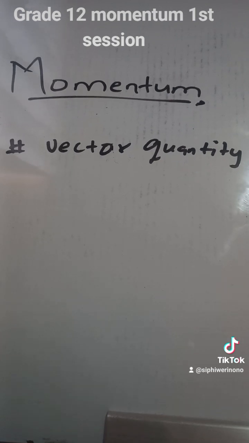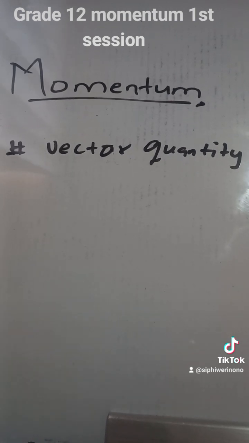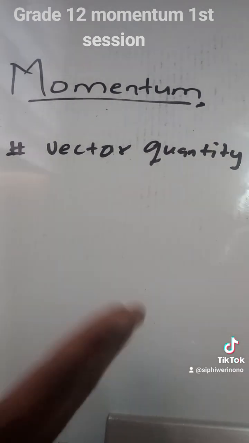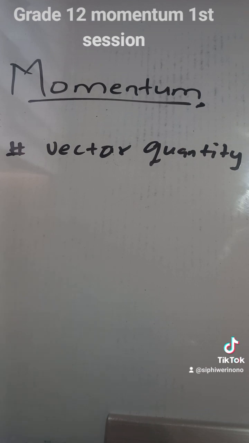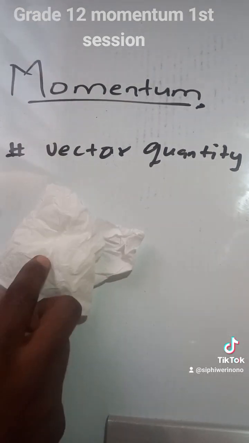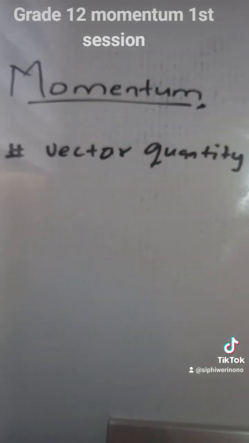As I said, for you to have momentum, there are two things you need: there must be an object, the object must have mass, and it must have a velocity, be it 2, 3, 4, or 5. That object will have a specific velocity for it to have a momentum. Now a question can arise: what if that object is just stationary? Let me use this tissue, for instance. This is an object. Suppose the mass of this tissue.